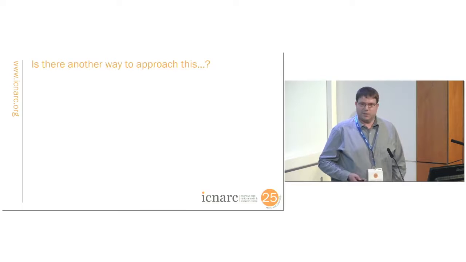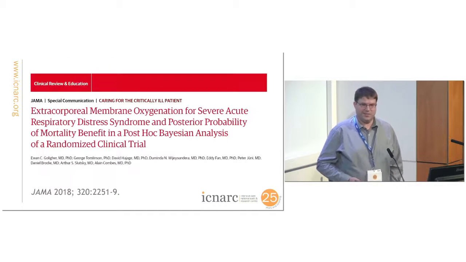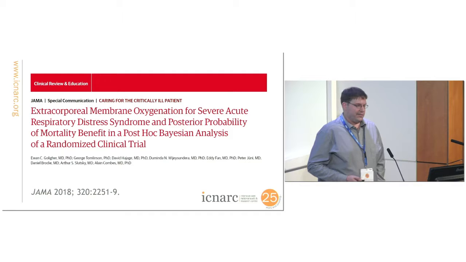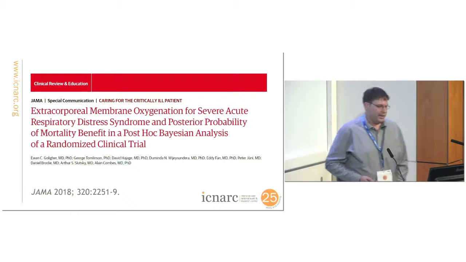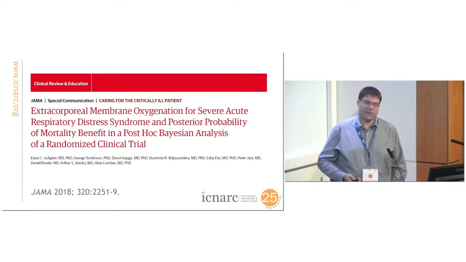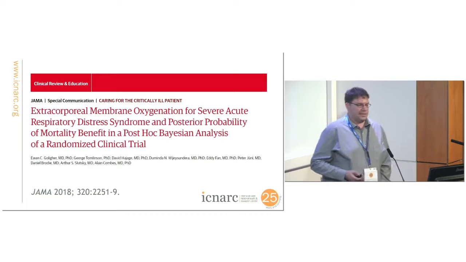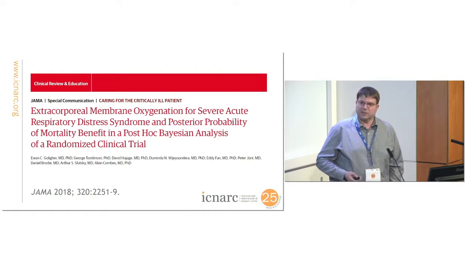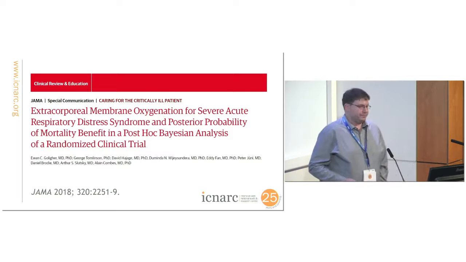But is there another way we could approach this? And I'm sure many of you know there is, because only a few months later, very quick off the mark, a group, including some of the key authors from the original trial, presented a post hoc Bayesian reanalysis of the Aeolia trial. And this gives us a different framework that we can use to look at those results and try and make some more sense of them.